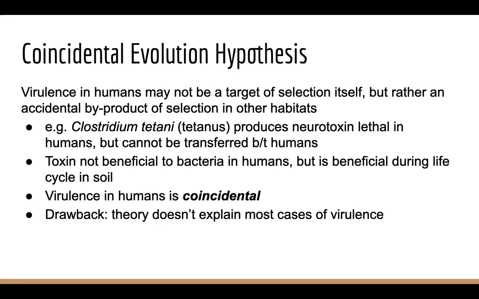For example, Clostridium tetani, or the tetanus bacteria, produces a neurotoxin that is lethal to humans. However, it cannot be transferred in between humans. You may be familiar with tetanus. You are required to have a tetanus shot before you start college. This toxin does not particularly do anything in the benefit of the bacteria in humans. However, it is a plus for the bacteria in the soil.